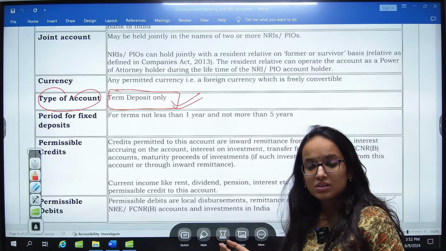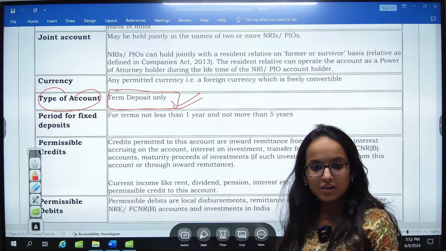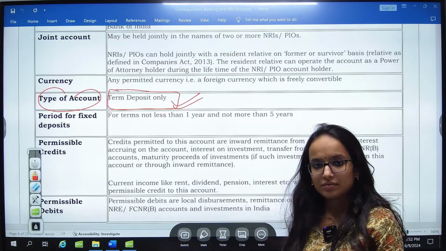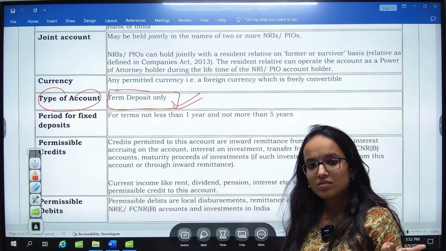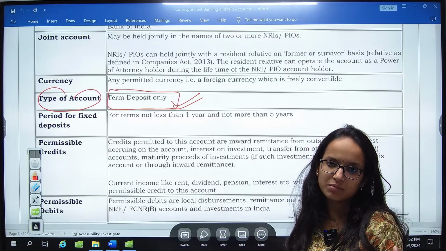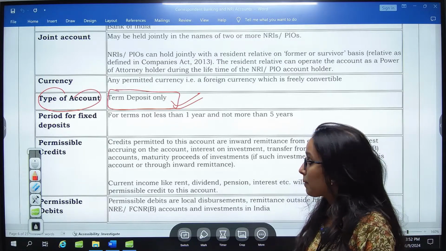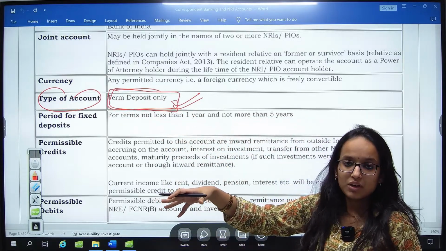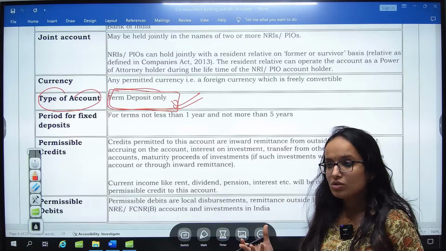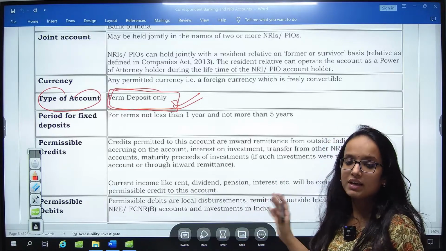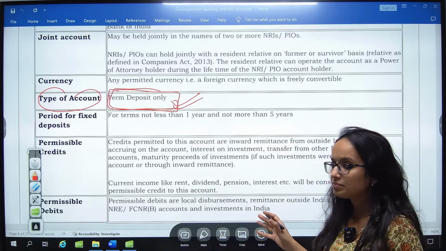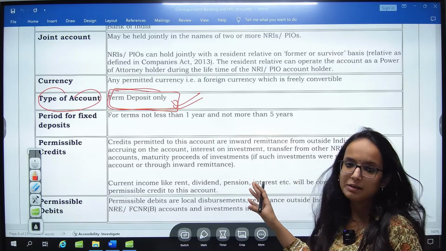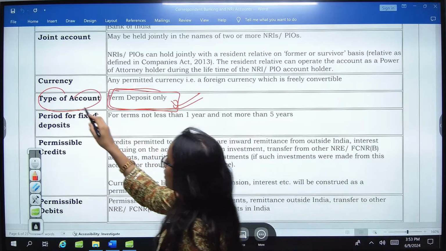Unlike the demand deposits, like saving accounts, we all have saving accounts. In saving accounts, you can withdraw the money on demand, very frequently, if not n number of times. There might be restrictions, okay. But here in term deposits, it is fixed for a fixed term. You can only withdraw after that time. So FCNRB can be held only as a term deposit. Clear? Clearly remember this.